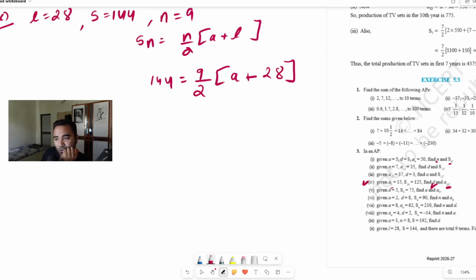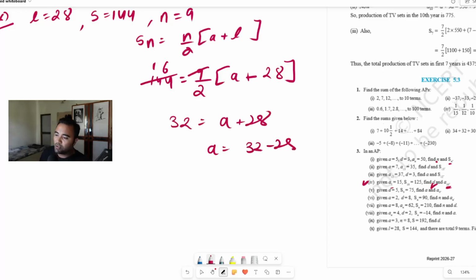Not so much now, is it? I think this number goes by 9. 9 ones are 9, 9 6s are 54. Then 2 goes in multiplication over here. 16 2s are 32 is equal to a plus 28. a is equal to 32 minus 28, which is 4. So I think the first term is 4.